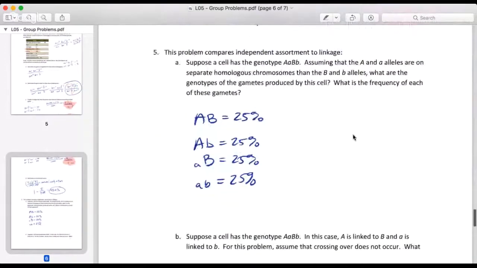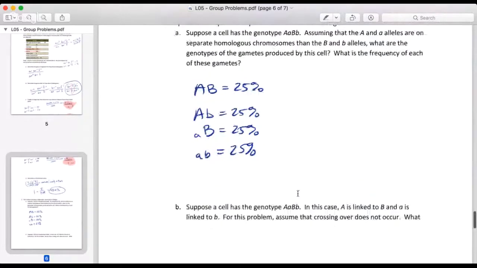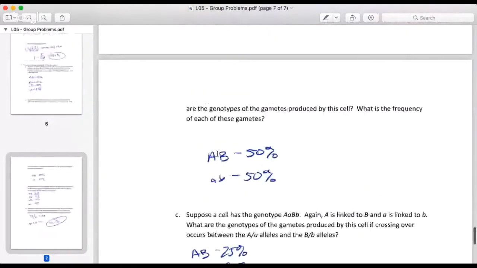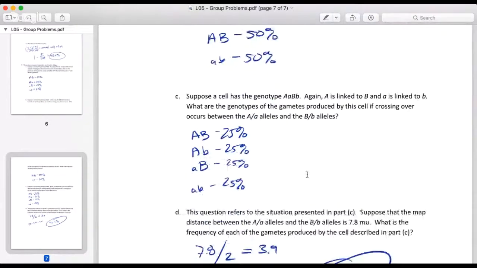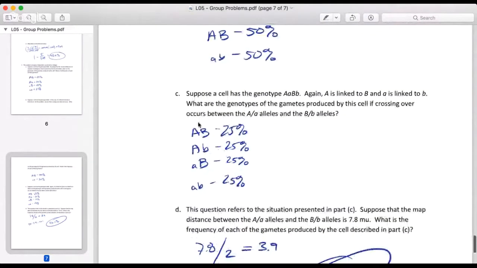For question number 5, here's the genotypes right here on the left, and then this is the frequency of each of those, just 25% for all of them. And then for part B, here we have AB homozygous dominant with 50%, and then AB homozygous recessive also for 50% as the frequency. And then for C, this is the same answer as A, I believe. But right there on the left, that's the genotypes, and then the frequency again, all 25%.